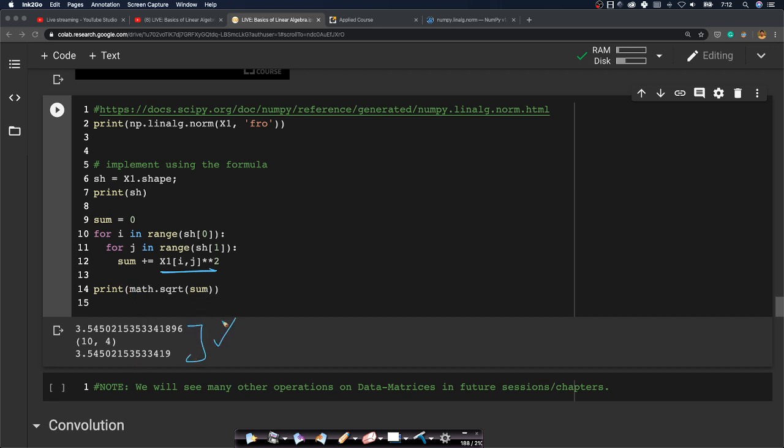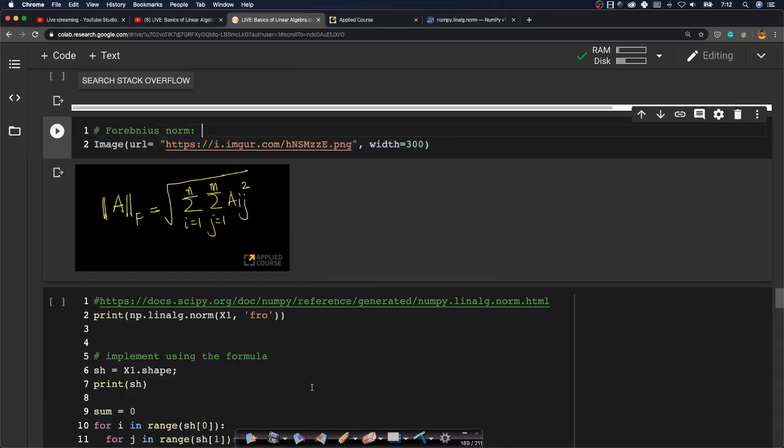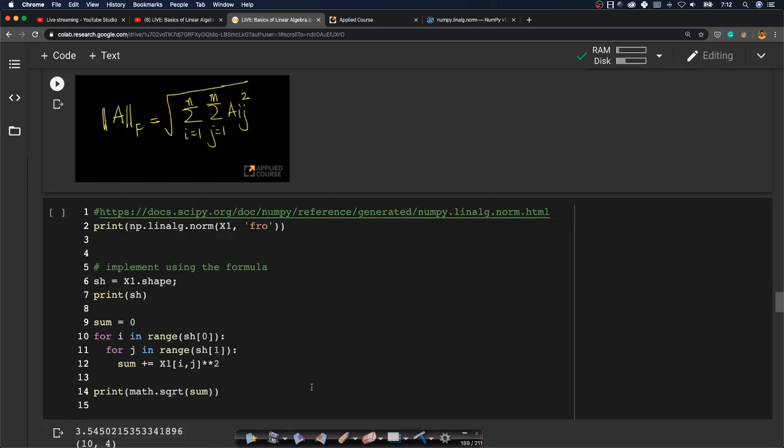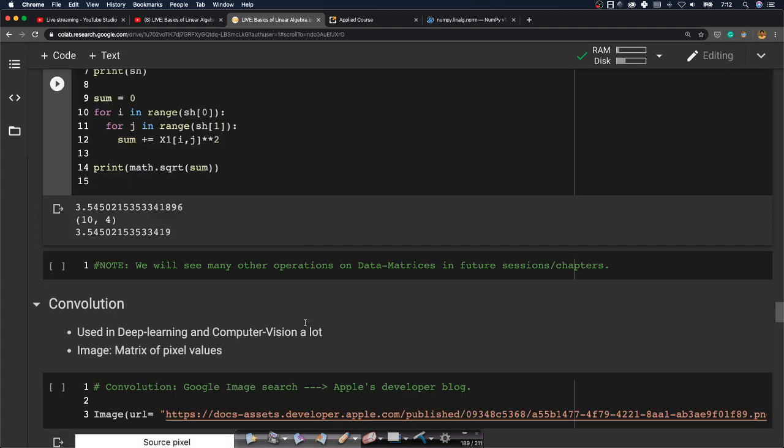I get the same value here, except for a small rounding error. So whenever you have a concept like this, it's also a good idea to implement it so that you understand the concept better. And of course, in practice, when you're writing production quality code, I would rather use the built-in function instead of writing my own code, because as we have shown earlier, this is going to be slower than built-in code, because built-in code is optimized using C, C++ in NumPy. Cool.